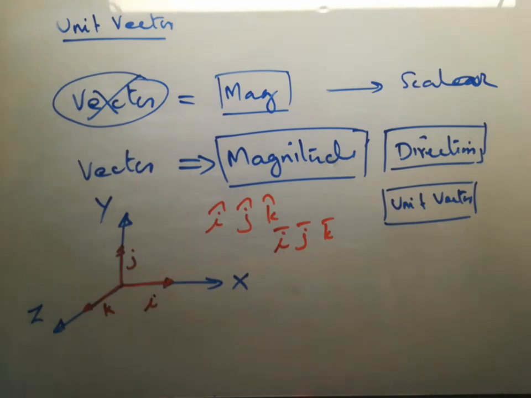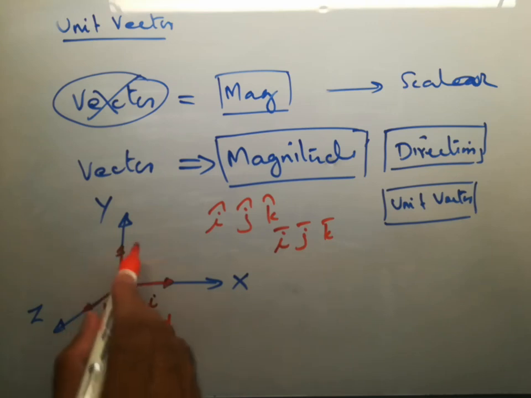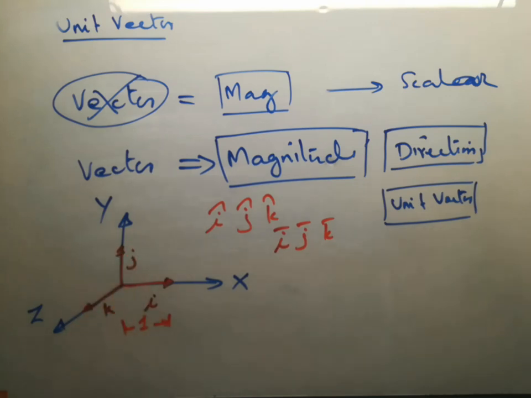What do you mean by unit vector? Unit vector means it is having a magnitude of 1 unit. All these having a magnitude of 1 unit, and the directions along x, y, and z. So i, j, k are respectively the unit vectors along x direction, y direction, and z direction. Okay.